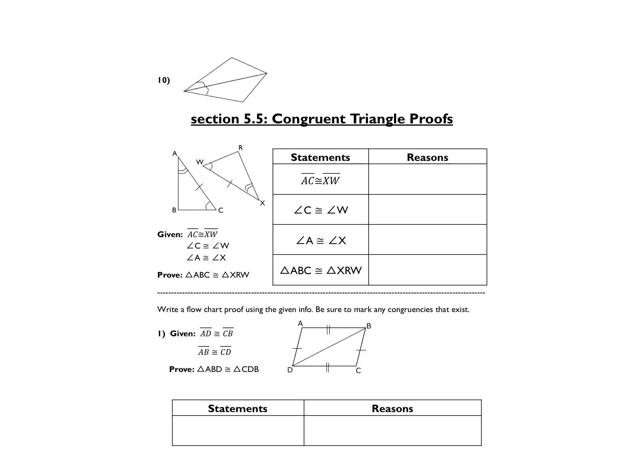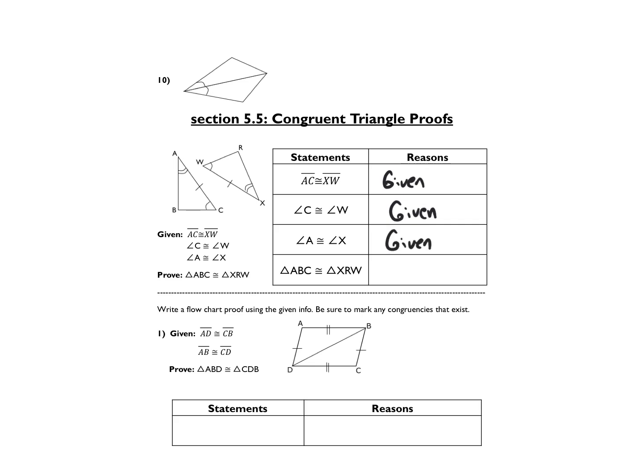So here you see an example, triangle ABC and triangle XRW, trying to prove that they are congruent. We are given that segment AC is congruent to segment XW, so we are given that. We are given that angle C is congruent to angle W. Again, that is a given. And we are given that angle A is congruent to angle X, and that is a given.